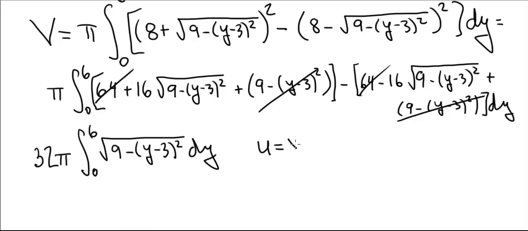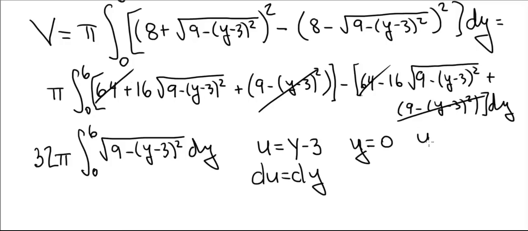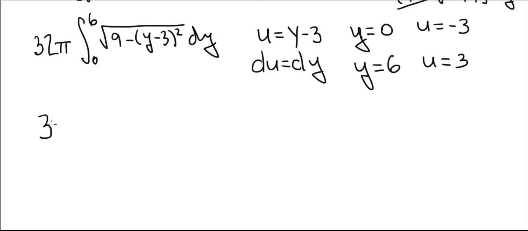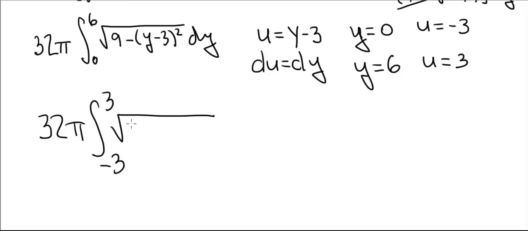Let's use a substitution. u will take the place of y minus 3. Notice that du is just dy. And when y is equal to 0, u is going to be 0 minus 3, which is negative 3. And when y equals 6, u is going to be 6 minus 3, which is 3. So the integral becomes 32 pi, integral from negative 3 to 3, square root of 9 minus u squared, since y minus 3 is u, and dy is just du.